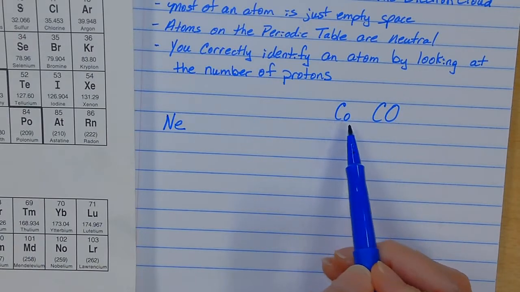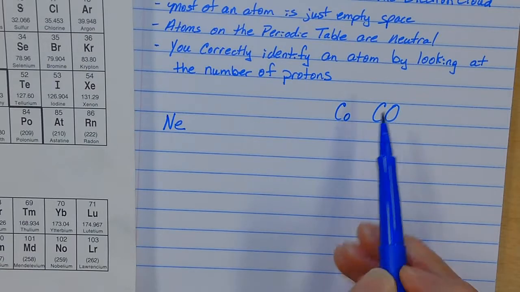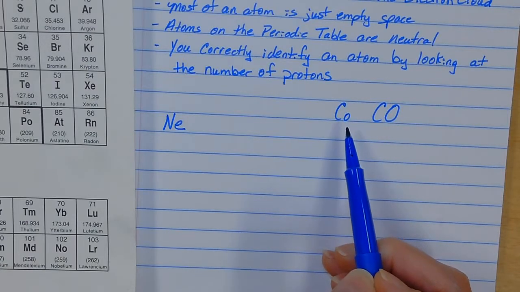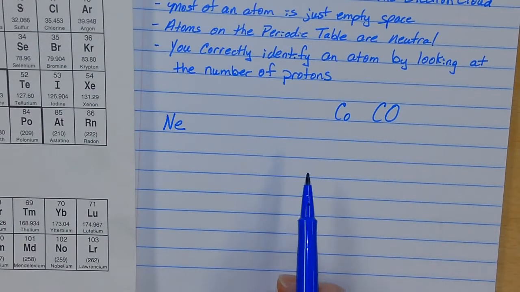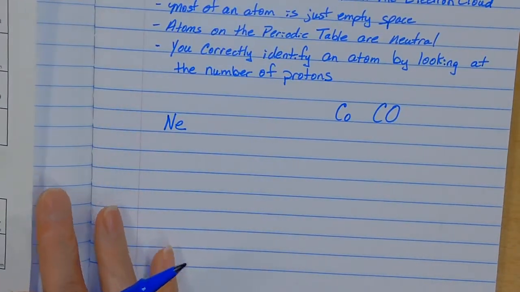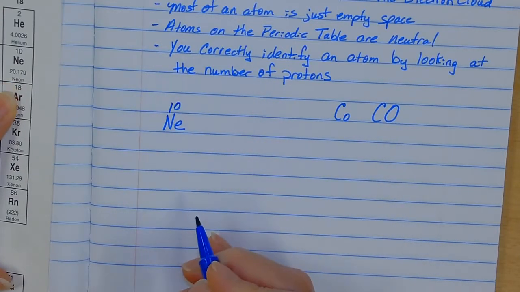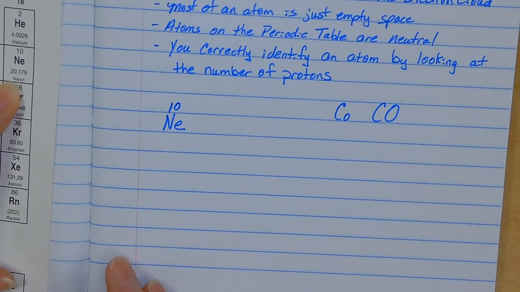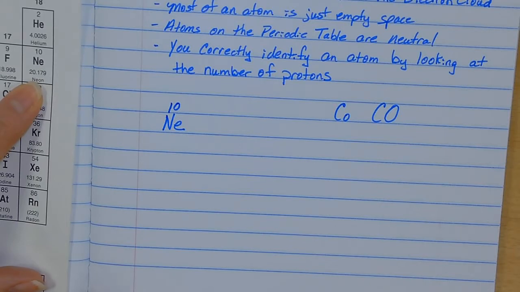So you need to be very, very careful that when you write your atomic symbols, that second letter is clearly a lowercase letter, so it's not confused with a chemical formula. So be very careful with that. So we have neon here, and neon has an atomic number of 10, and it has an atomic mass of 20.179. And so what we're going to do is just round it to a whole number. So 20.179 rounds to 20.